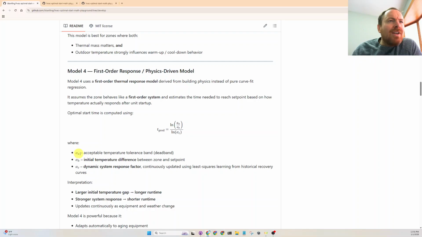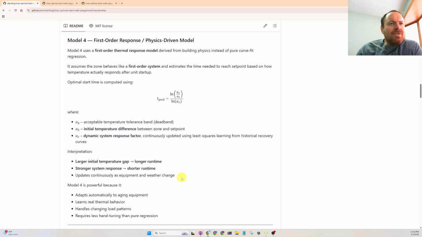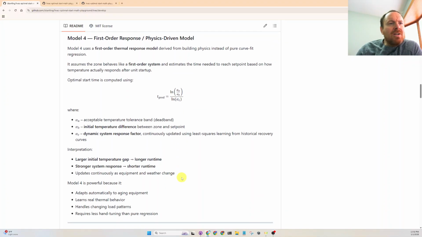Looks like alpha A is acceptable temperature tolerance, deadband. B parameter is initial temperature difference between zone and set point. And C is a dynamic system response factor, continuously updating using least squares learning from historical recoveries. Interesting. So, yeah, let's get into this.